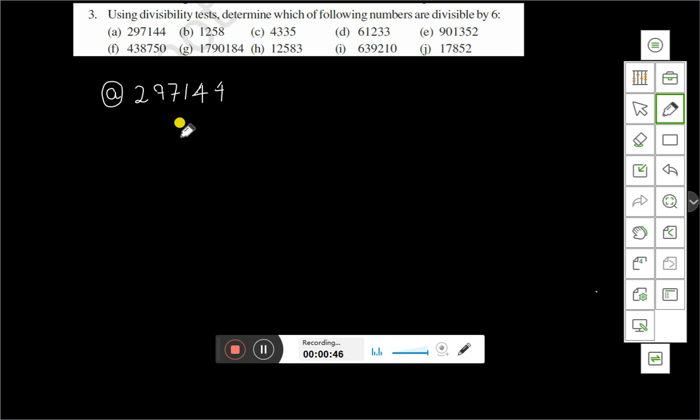Right? Now, what is the divisibility rule by 6? If a number is divisible by 2, and also if the number is divisible by 3, then the number will be divisible by 6. Now, the divisibility rule for 2 is that if the last digit is 0, 2, 4, 6, 8, then it is divisible by 2. Here you see the last digit is 4. Therefore, it is divisible by 2.